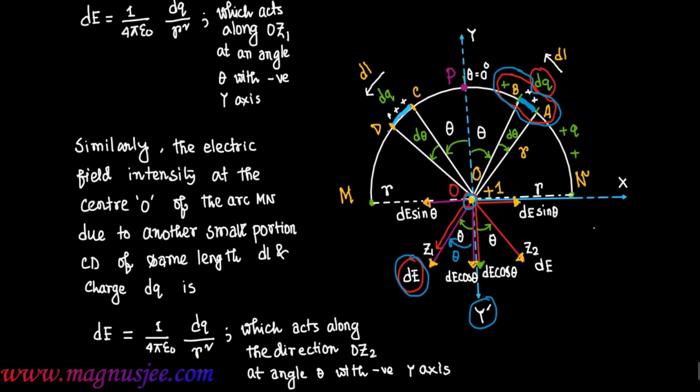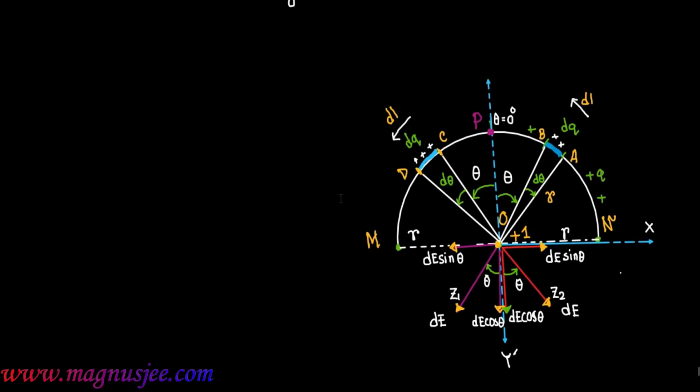Now the small portion CD of the semicircular arc, of length dl and charge dq, applies an electrostatic force on the unit positive charge, and that force is dE. This field intensity dE acts at an angle theta with the negative y-axis.